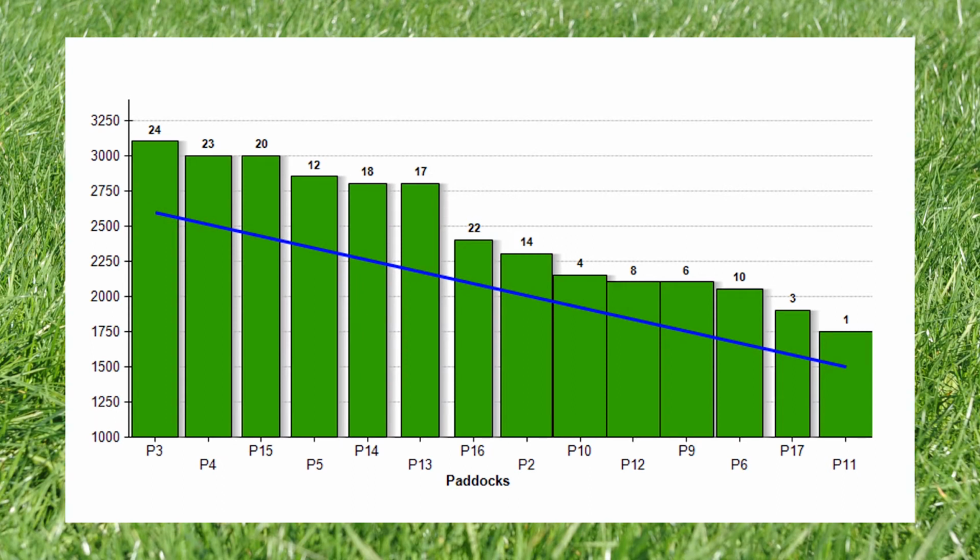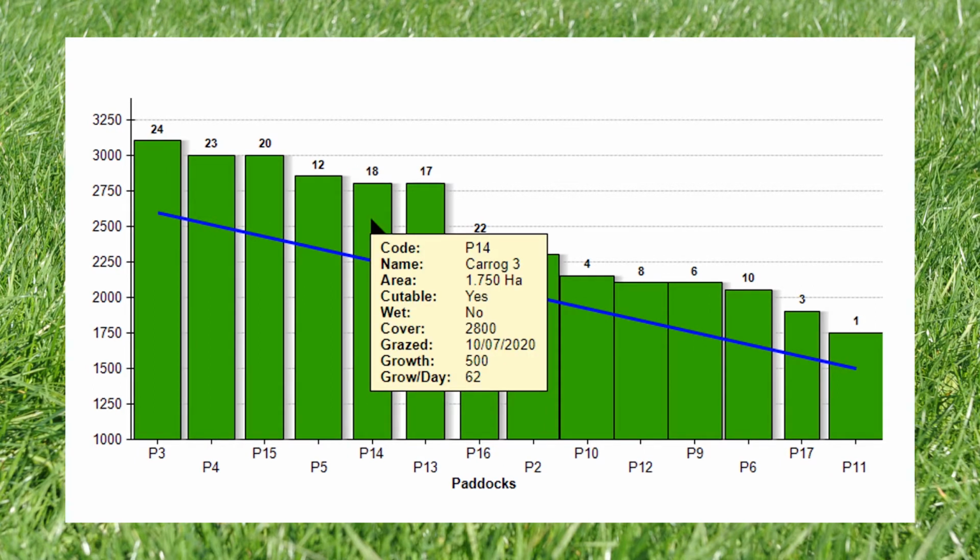The blue line represents the livestock demand. The position of this line on the right is determined by our post-grazing residual target, which is 1500, and the position on the left is determined by the rotation length. The group of livestock in this example are on a 24-day rotation. It's been calculated that the group will need to be entering covers of 2600 in order to maintain the rotation length.